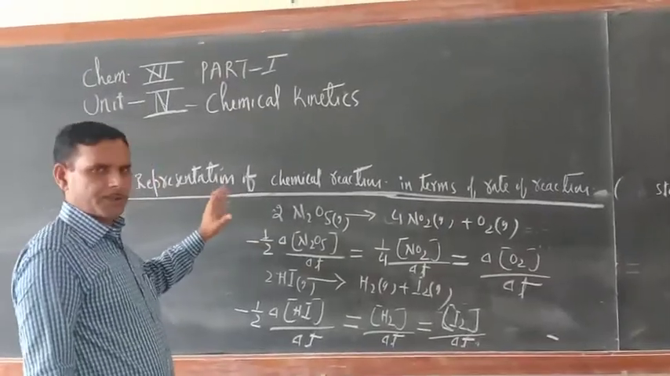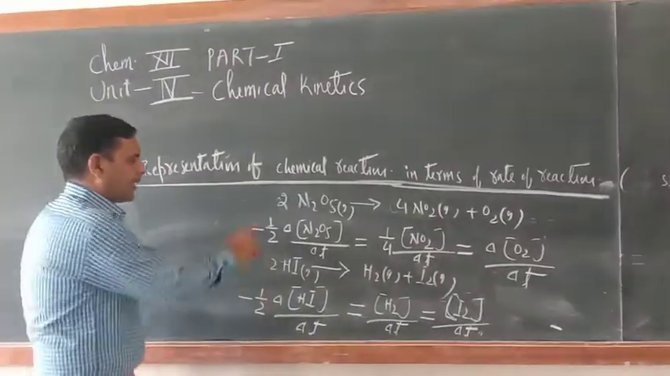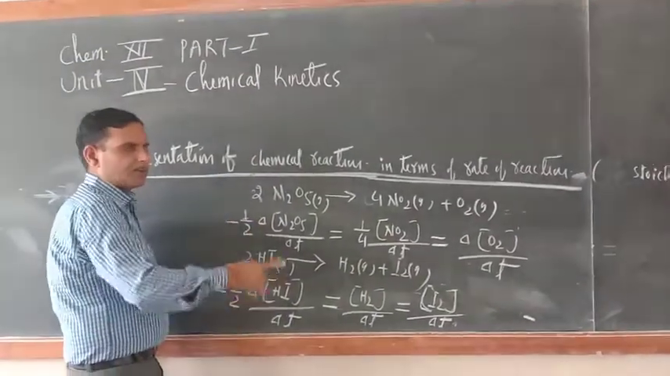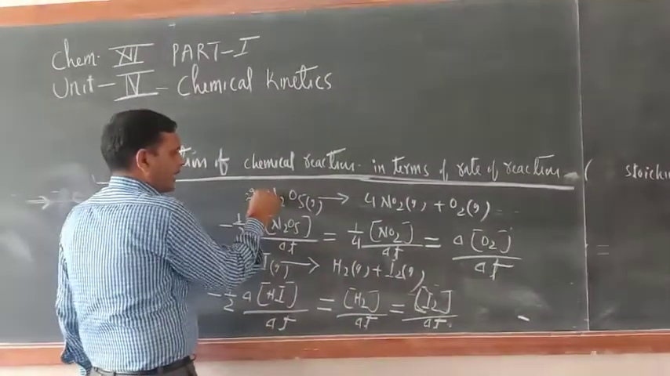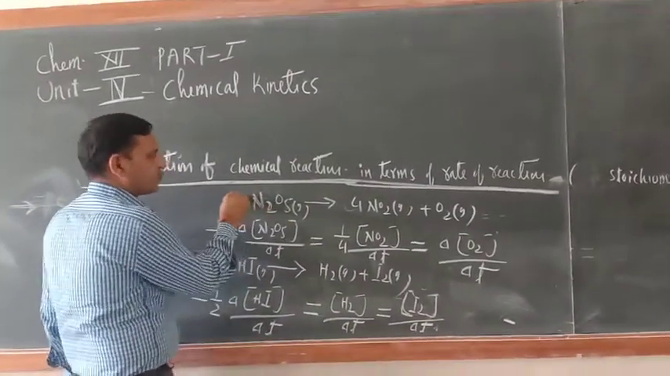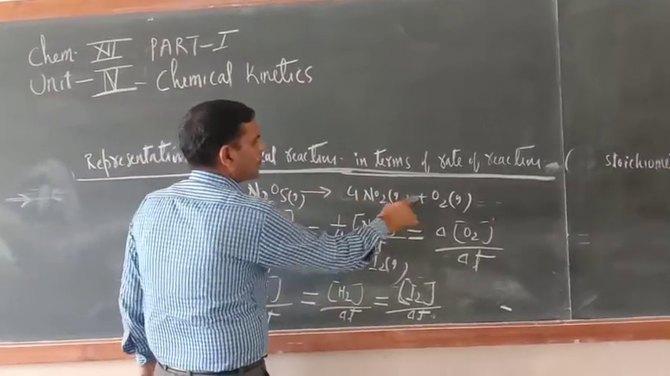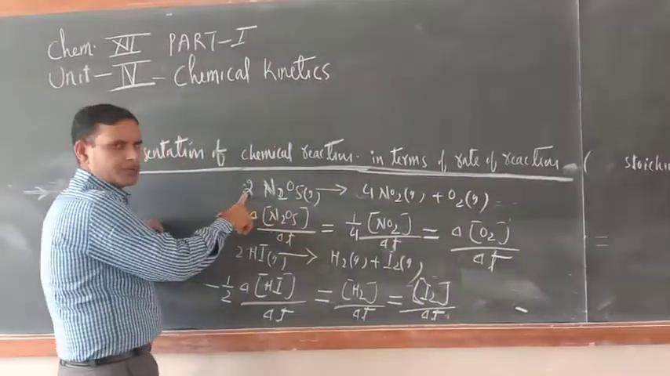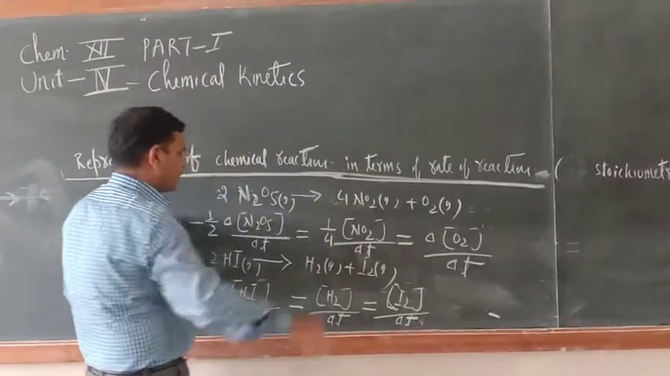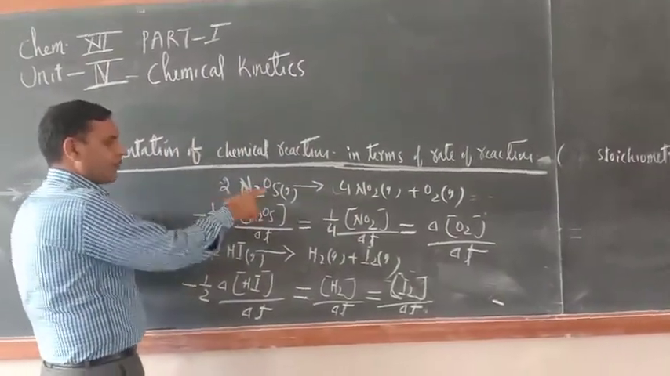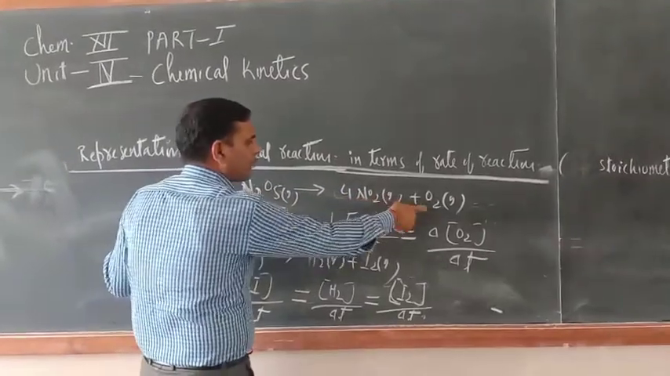Just see, dear cadets, here I have taken another example also, where stoichiometric coefficients are involved: 2N2O5 equals 4NO2 plus O2. So here 2 is the stoichiometric coefficient and 4 is also a stoichiometric coefficient. N2O5 is the reactant, NO2 and O2 are the products.